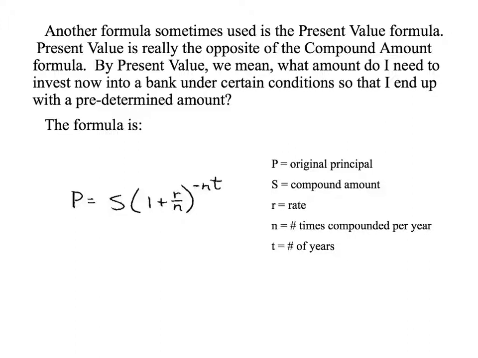One thing to notice, I'm going to rewrite the compound amount formula here. And notice that the compound amount formula is very similar to the present value formula. Here's the compound amount formula, and notice that only a couple of things switch. The S and the P switch around because now in the formula that we're working with right now, I'm trying to find the present value. And also, instead of an n to the t power, we now have a negative n to the t power.